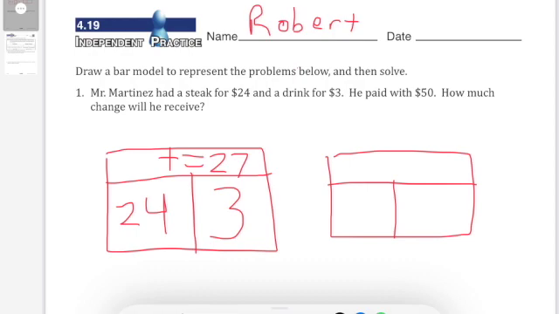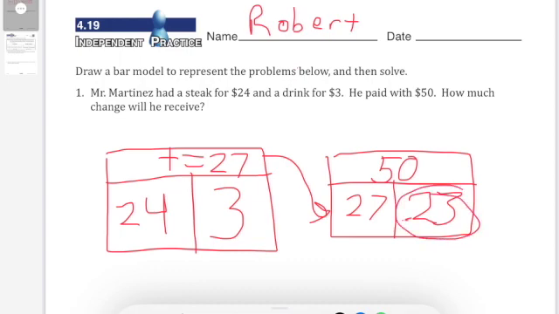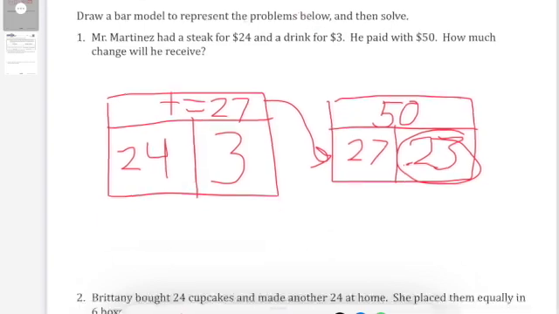All right, so now we know he paid with a 50 and it was $27. I'm going to take that over to there. Well, 50 minus 27. I know 50 minus 25 would be 25, and 2 more would put us at 23. So $23 in change. Okay, moving on to the next one.